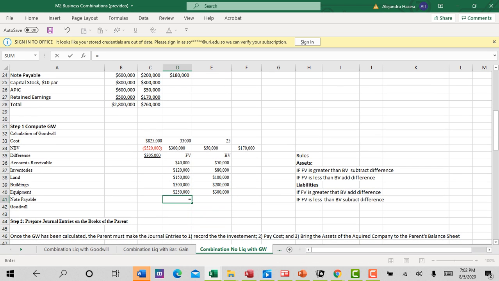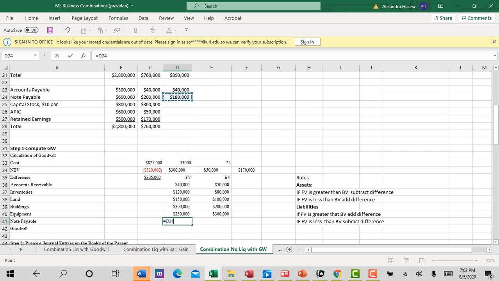Okay, then the fair value of note payable. I'm not doing accounts payable because they're both the same. It won't make a difference anyway. We've got fair value minus book value. Keep in mind the rules: if the fair value for an asset is less, then you add the difference. If fair value is greater, subtract the difference.